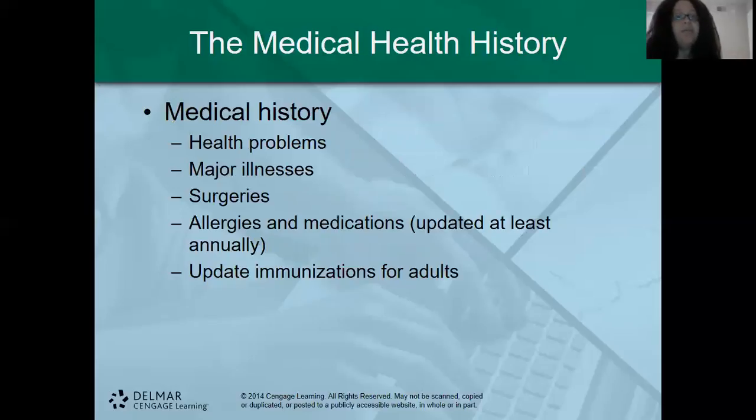I already talked about the medical history. They need to know everything: what health problems, major illnesses, have you been hospitalized in the past, whatever surgeries you might have had, updated immunizations for adults, allergies and medications. Make sure you update that. The book says at least annually, but I like to update it every time the patient is being seen. They might have been seen last week, but it's still good to say that you updated everything and everything is up to date.